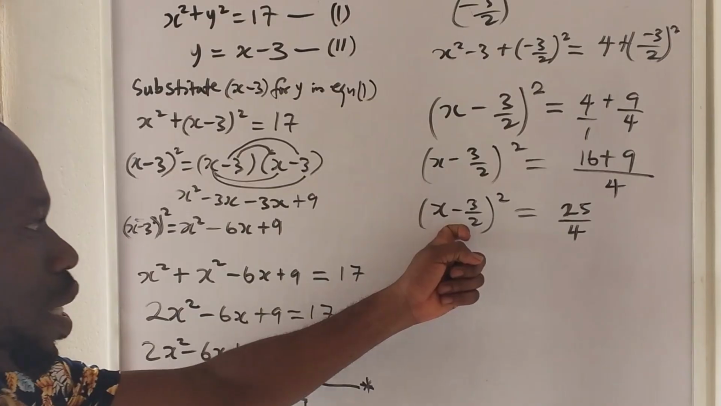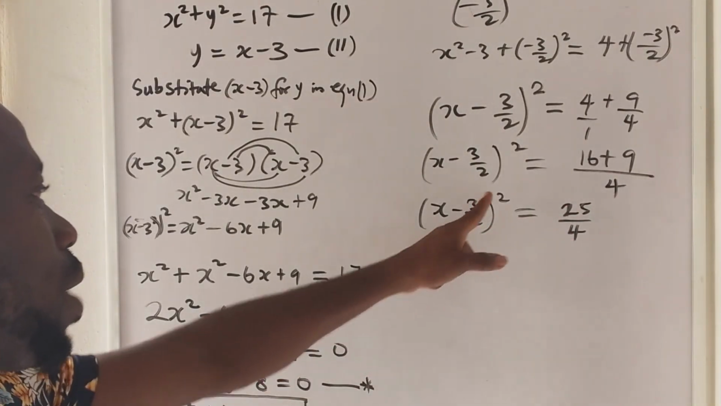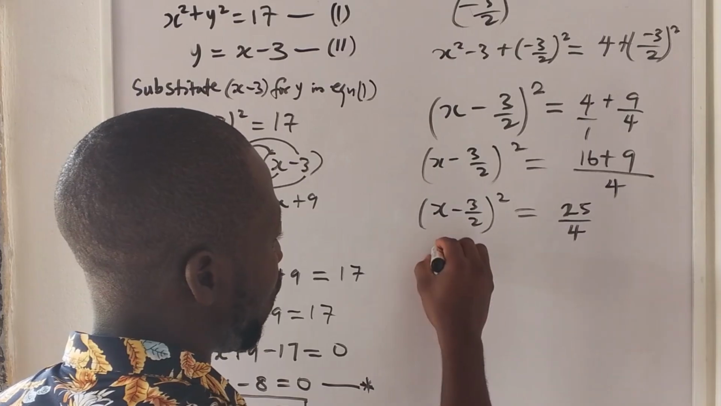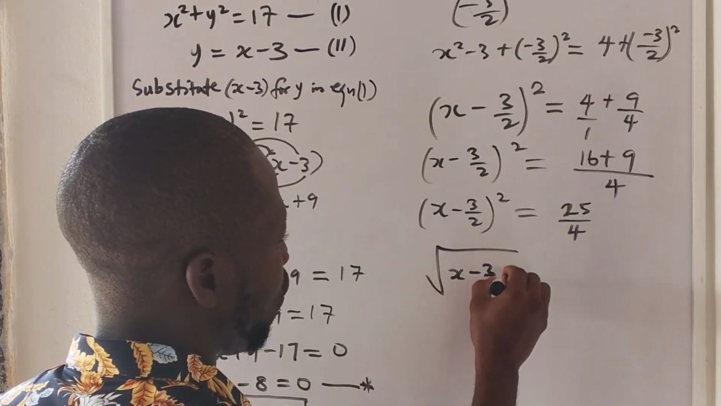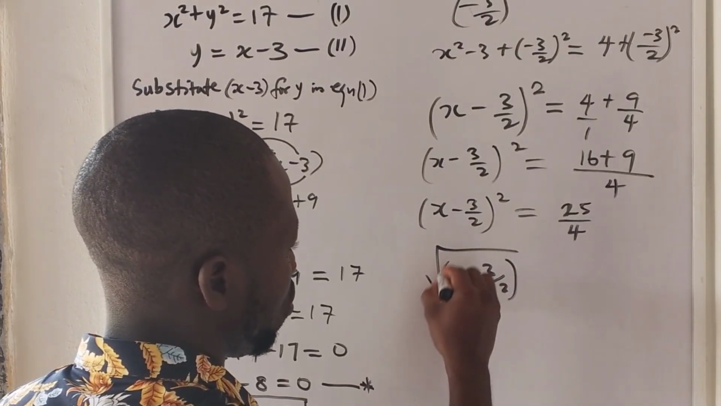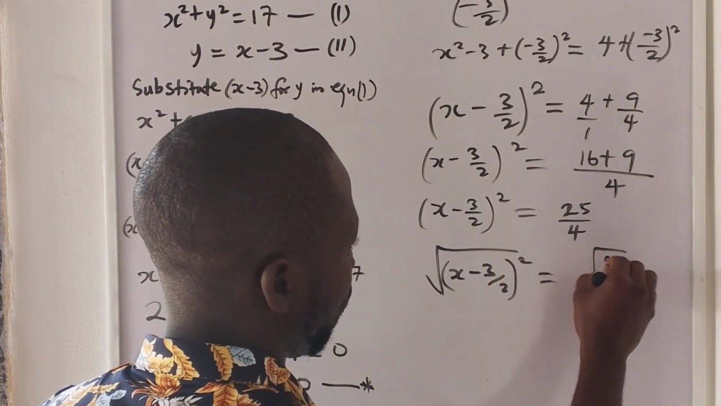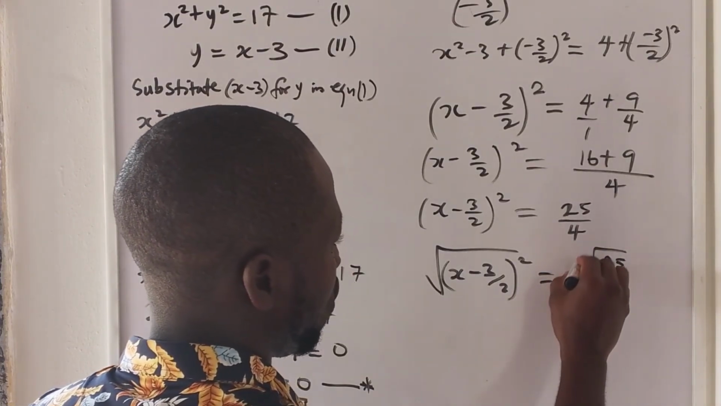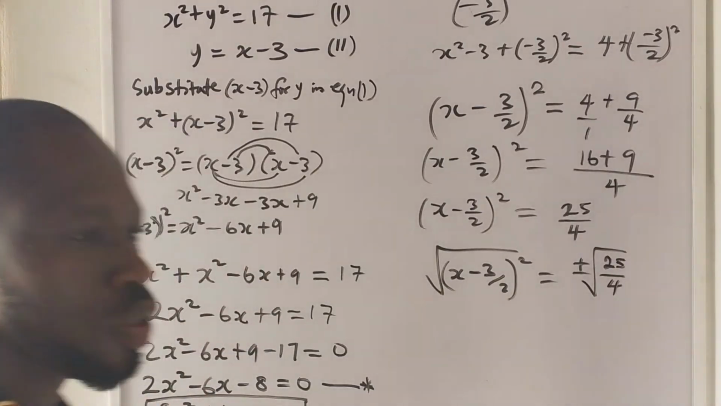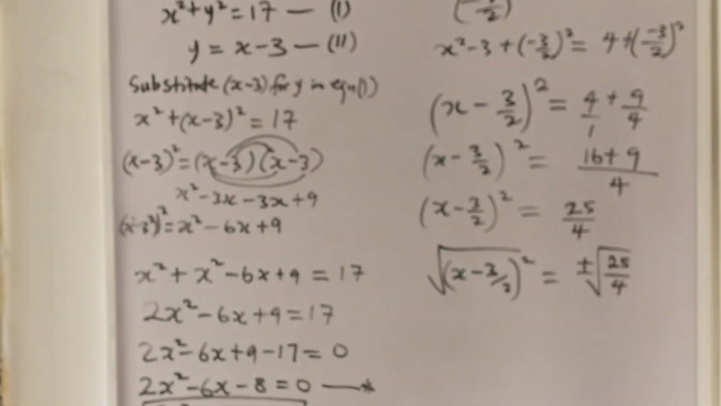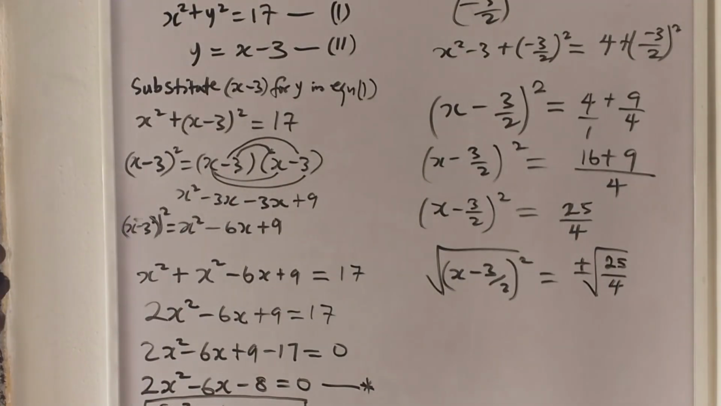Now to sort out this side, we're going to find the square root of both sides so that this square can go out. So finding the square root of both sides, we're going to be having the square root of x minus 3 over 2 squared is equal to the square root of 25 over 4. So you introduce plus or minus, because when you do square root, it's usually plus or minus. Square root of 4 is either 2 or minus 2, because minus 2 times minus 2 is 4, and 2 times 2 is also 4.